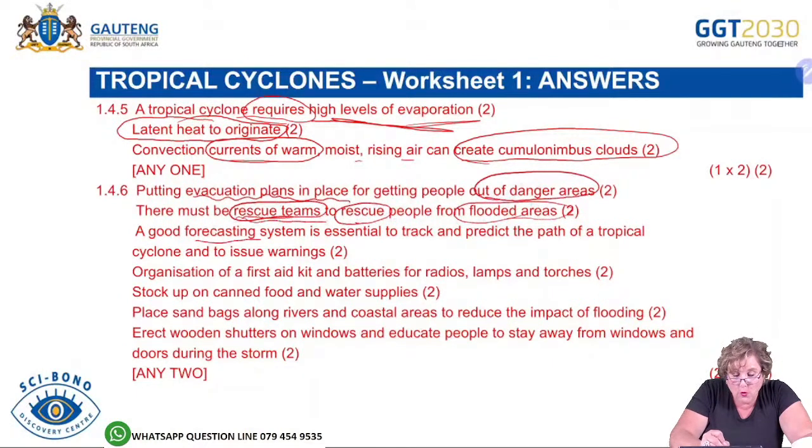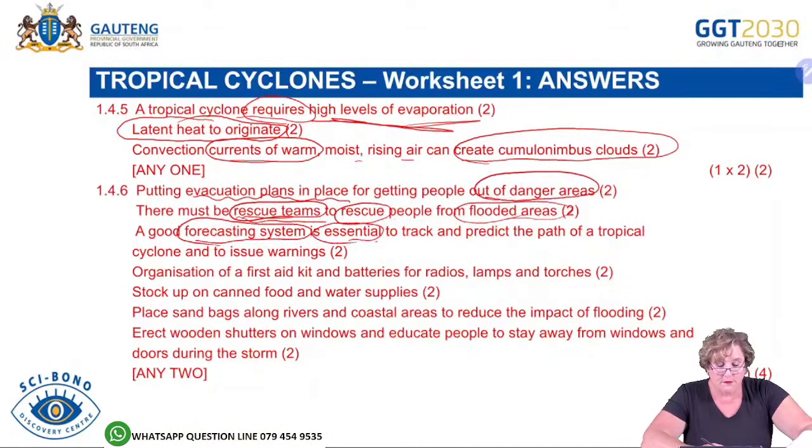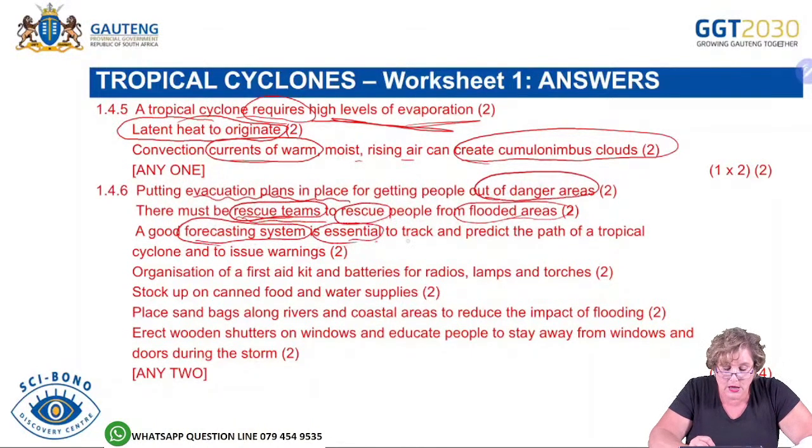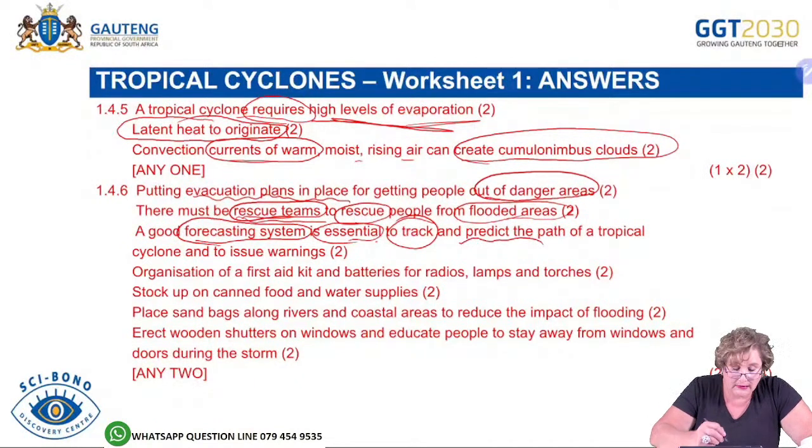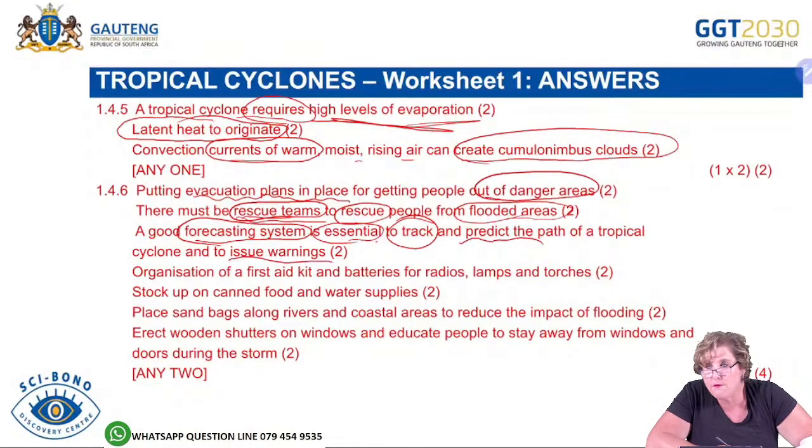Then, a good forecasting system is essential. What does the forecasting system do? This forecasting system will track the tropical cyclone, and it might predict the path so that the government can issue warnings well in advance in the form of news, TV, radio, WhatsApp messages, social media like Facebook.